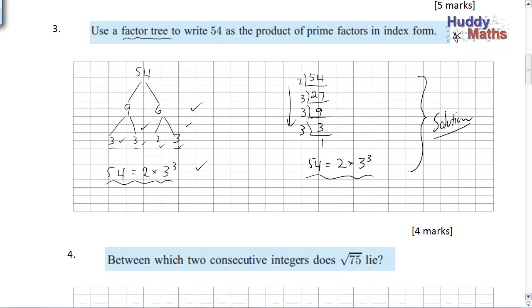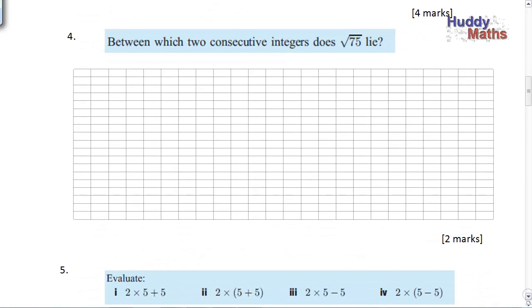Okay, let's look at question 4. Between which 2 consecutive integers does root 75 lie? Now when you read maths, it's not a bad idea to underline some words that you might not be sure of. Consecutive means one after the other or next to each other. Okay, integers next to each other. Well, let's try and do it without a calculator.